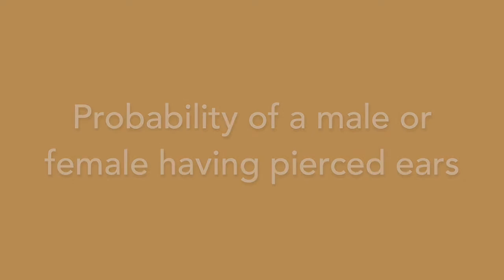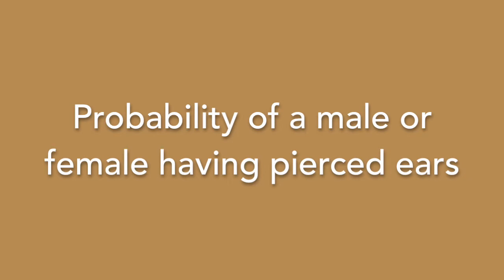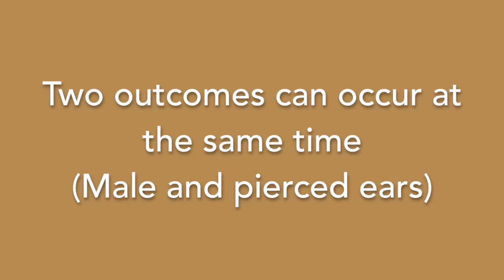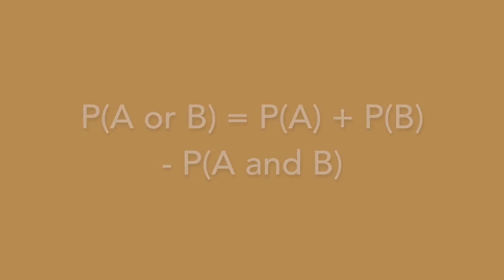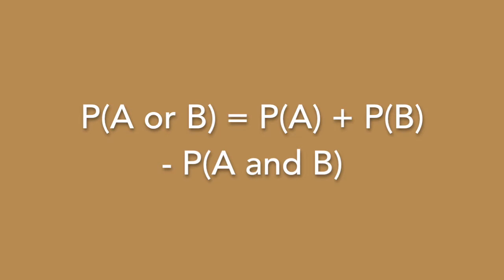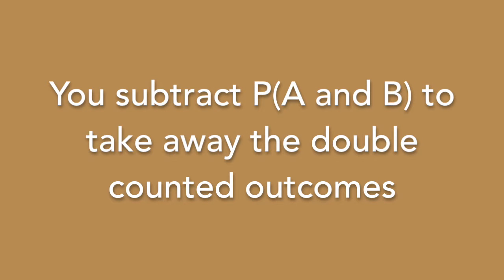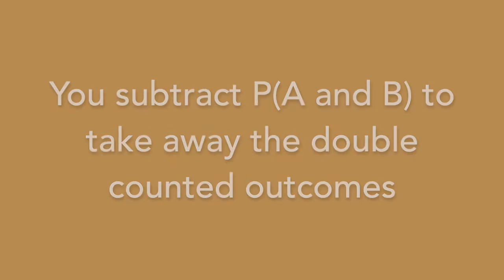Well, let's take another example. The probability of a male or a female having pierced ears. There's two outcomes that can occur at the same time, being a male and having pierced ears. For this type of probability, you would use the equation P of A or B equals P of A plus P of B minus P of A and B. You subtract P of A and B to take away the double-counted outcomes.